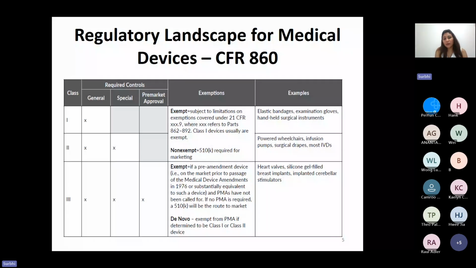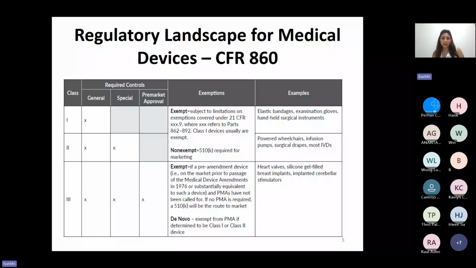Then the regulatory landscape for medical devices is governed under CFR 860. Basically, FDA has three classes: class 1, class 2 and class 3. The controls required are different for each class. For example, class 1 requires general controls, while special controls and pre-market approval are not required. Class 2 requires general plus special controls, and class 3 requires general, special, and pre-market approval, all three. There are also some exemptions in the US.